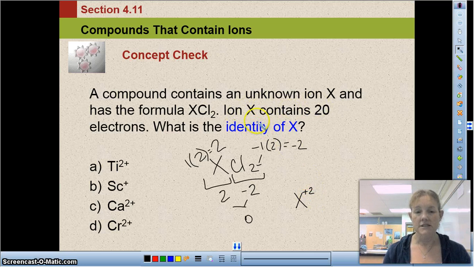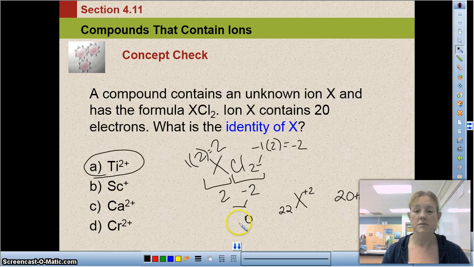It says that ion X contains 20 electrons. If it contained 20 electrons, how many electrons did it contain before it reacted? Well, it gave up 2, so we're going to add those 2 back in. So it had 22 electrons. That means that it also had 22 protons. And take a look here at our periodic table, and go to number 22, and it looks like it's titanium. So titanium with a +2 charge is what the X should have been.